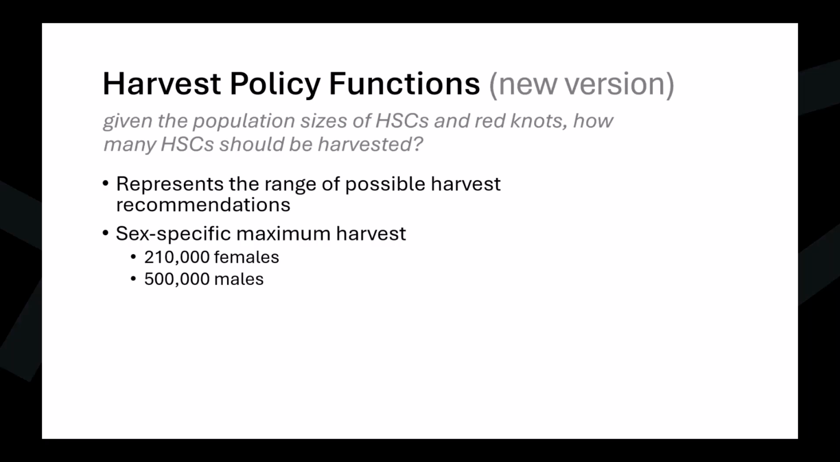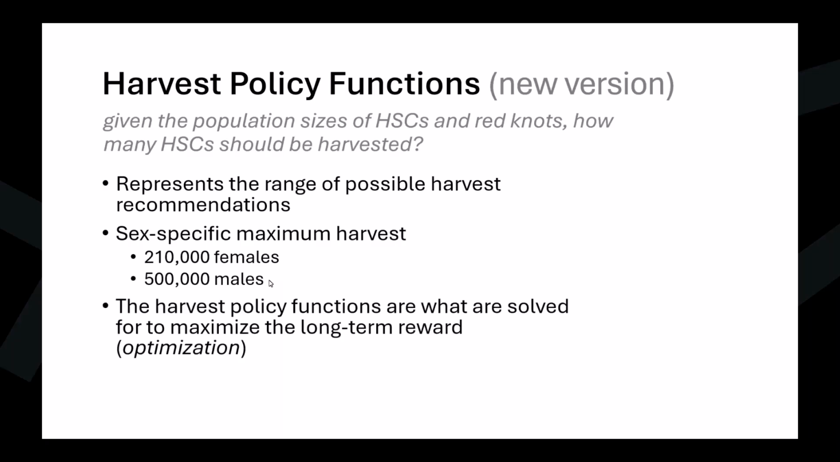So we want these harvest policy functions to give us an answer, a recommendation over the whole range of possible values for horseshoe crab abundances and red knot abundances. They operate within a range that's set by those maximum harvest limits. So 210,000 females, 500,000 males. That's as much as the model will ever recommend. And again, these policy functions are what we solve for to maximize the long-term reward, and that's what the optimization step is doing.